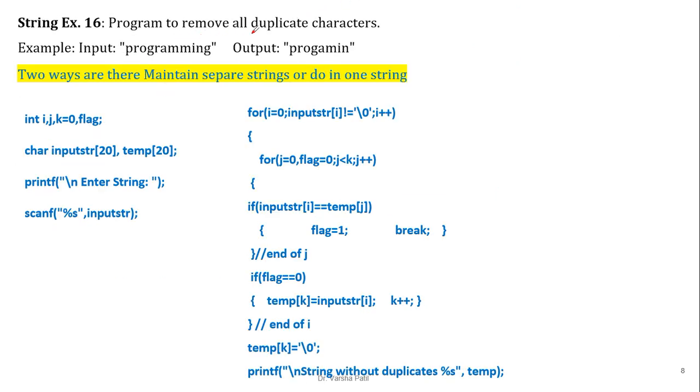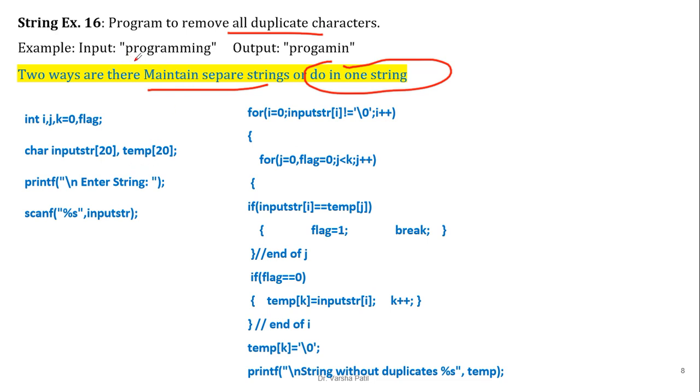Now, program to remove all duplicate characters. In the array, I have already taken that program to present the unique numbers. But if you feel that is difficult, here there are 2 ways: either maintain a separate string or do it in one string. I have done the program by maintaining a separate string, but once you get familiarized, you can do it in one string, where you require the repetitive deletion operation.